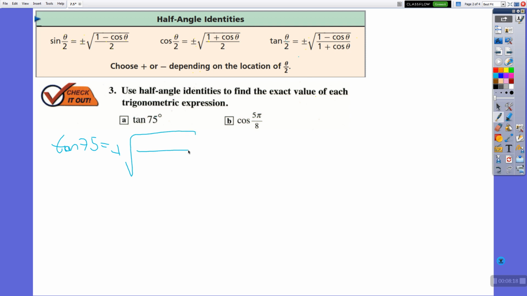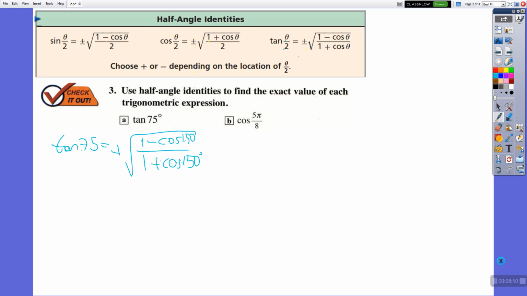the identity here, 1 minus cosine theta. 75 is half. Theta over 2 is 75. Theta is the whole angle. So the whole angle here is 150. Half angle is 75. Whole angle is 150. So 1 minus cosine 150 divided by 1 plus cosine 150. You are going to write the value of cosine 150.